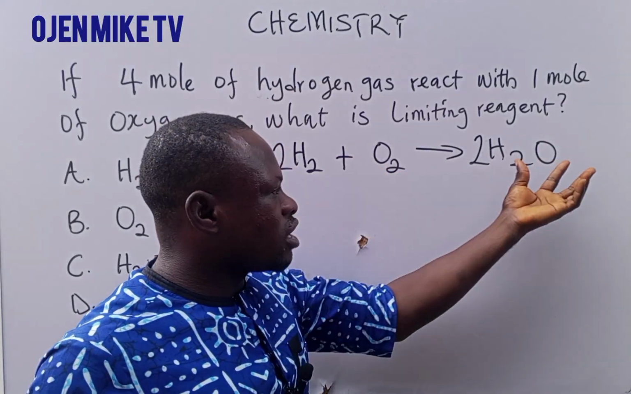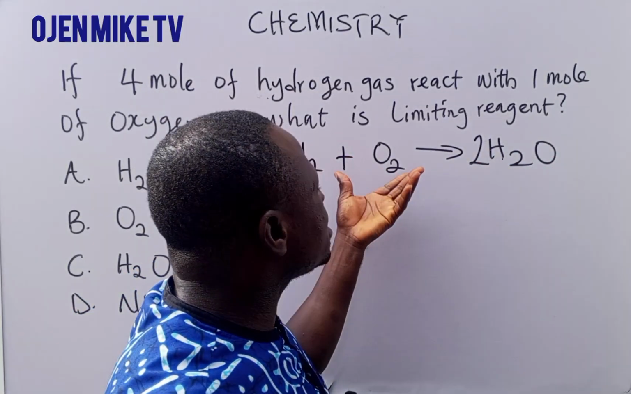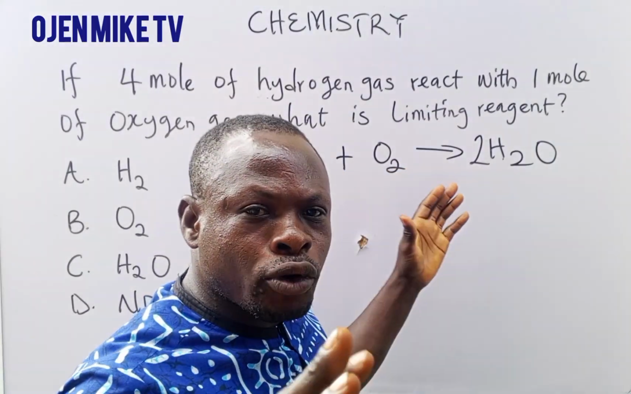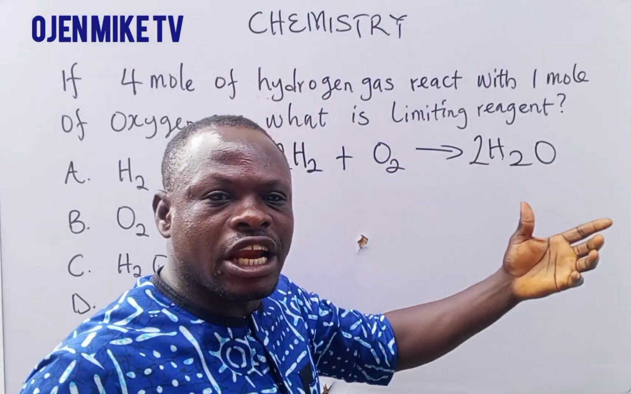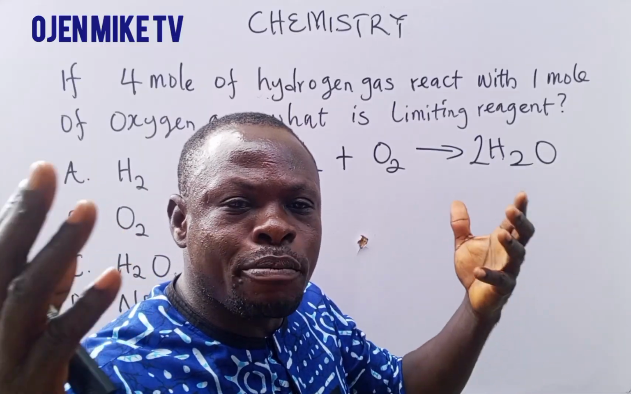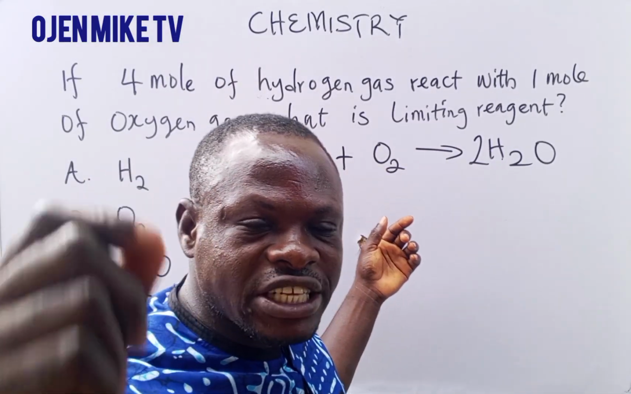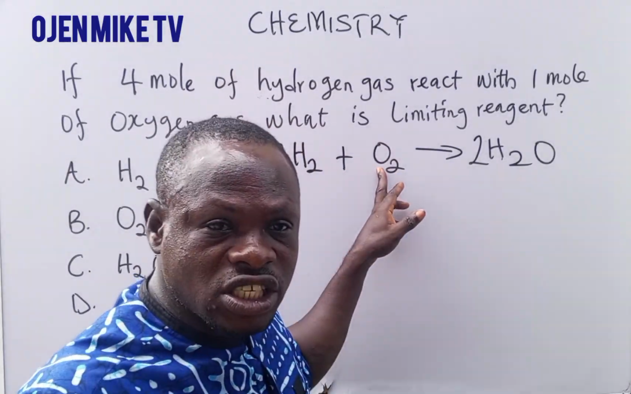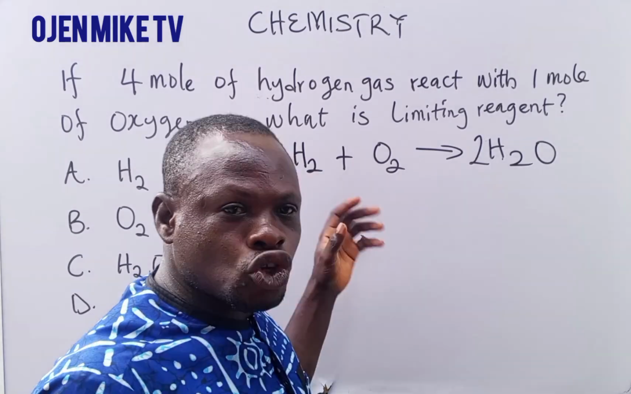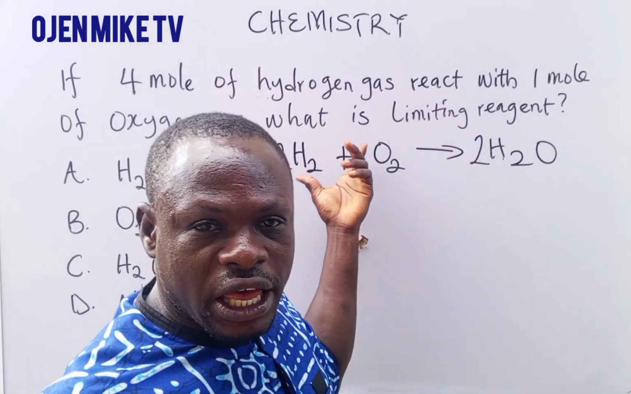Now we are going to look at the limiting reagent among these 2. This one is a product, so as soon as a limiting reagent is finished, no product will be formed. So water cannot be a limiting reagent. A limiting reagent can only be found among the reactants. Just take note of that. It is either oxygen or hydrogen. So we are going to find the limiting reagent among these 2 elements.